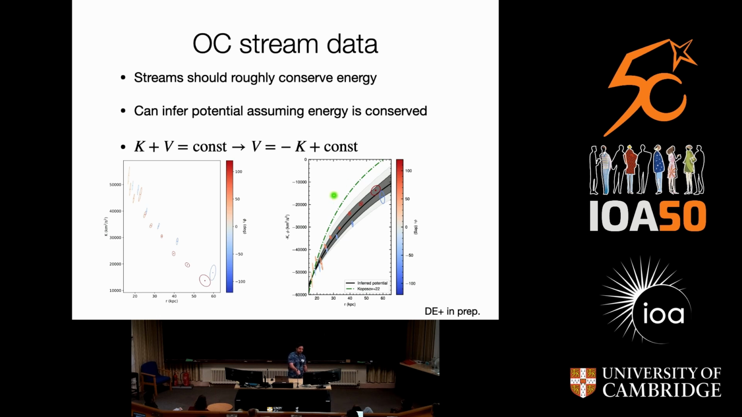The dashed green line is what you get if you do it correctly, and I'll explain how to do it correctly in a sec. But to within 20%, this is the potential of our galaxy. And that's nice, and I'll tell you what the mass corresponds to in a sec.